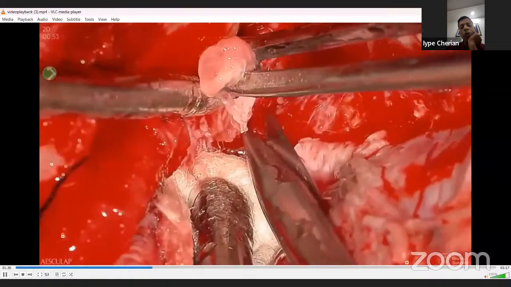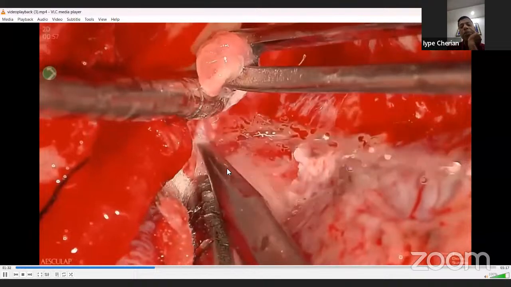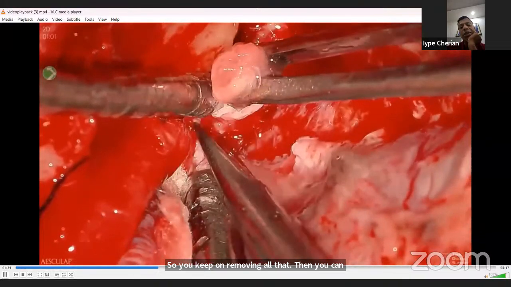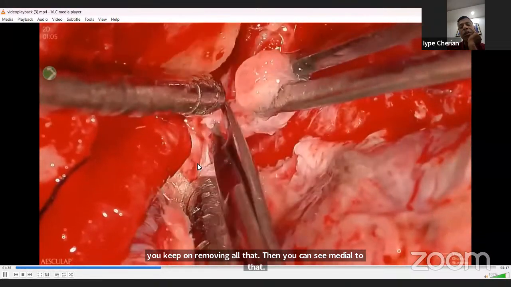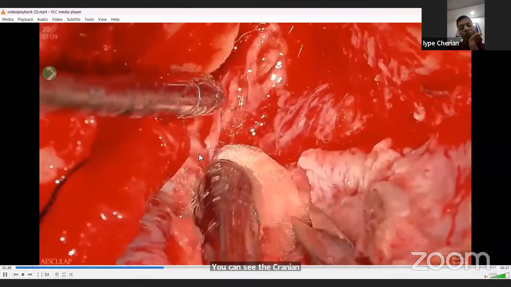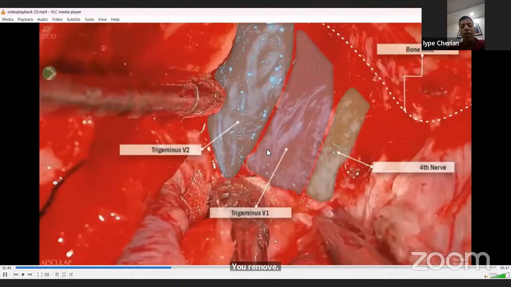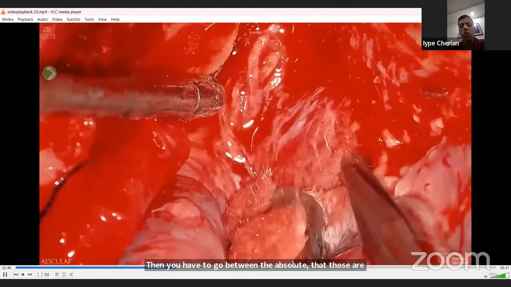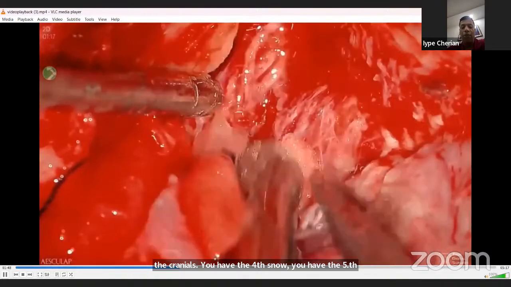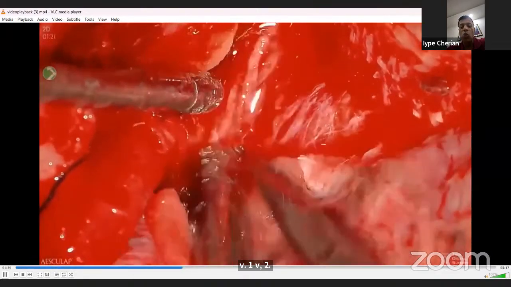So you keep on removing all that tumor, and then you can see medial to that, you can see the cranial nerves. Everything off the cranial nerves you remove. Then you have to go between the cranial nerves. Those are the cranial nerves. You have the fourth nerve, you have the fifth, V1, V2, all that you have there. It's under very high zoom.